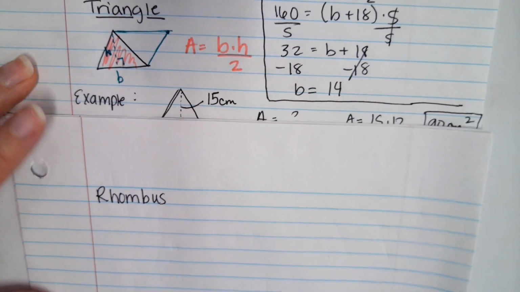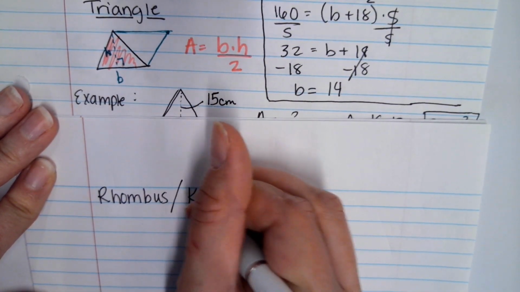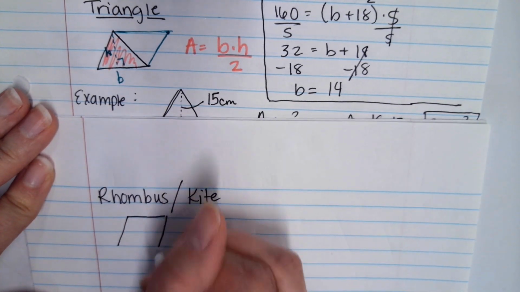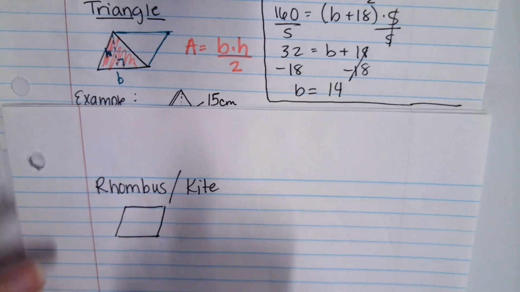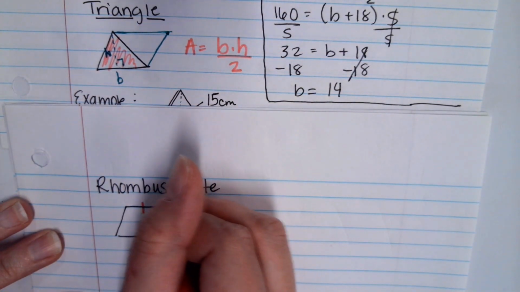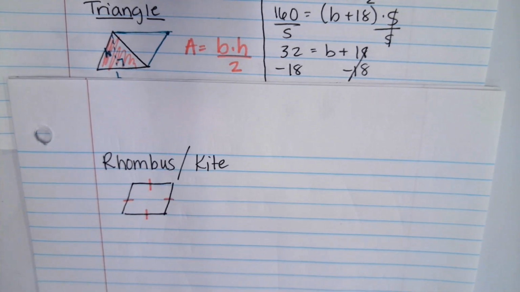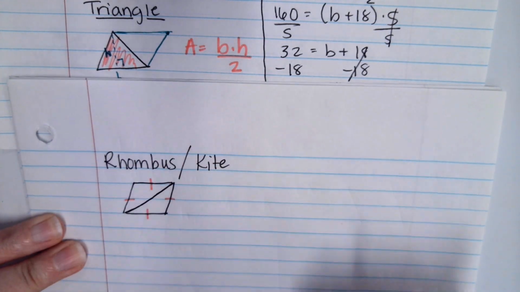I'm going to give you a hint. Rhombus, kite. So a rhombus is a special parallelogram. It's a special parallelogram because all of the sides are what? Congruent. They're all equal. So this formula actually deals with the diagonals. Go ahead and draw your rhombus and draw in your diagonals.